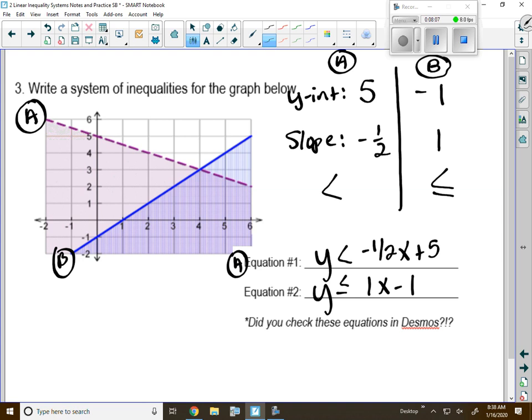Okay, now I highly advise you to go into Desmos, put them in, make sure it matches your picture. Okay.